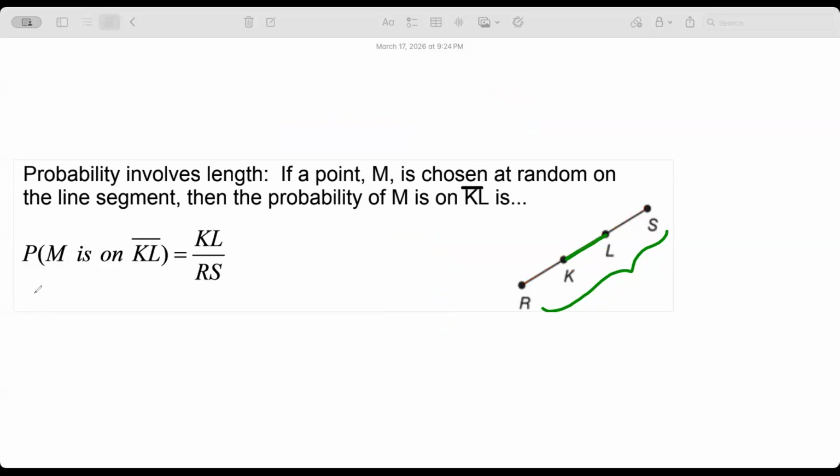This is pretty easy, right? Now let's see whether you're able to do this. Given this line, I am choosing a point. What is the probability that it will lie on AB, the green portion of it? Quick, it's not hard.